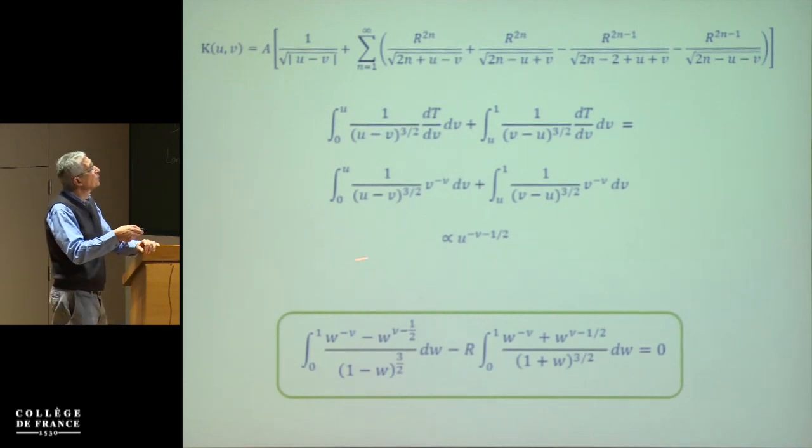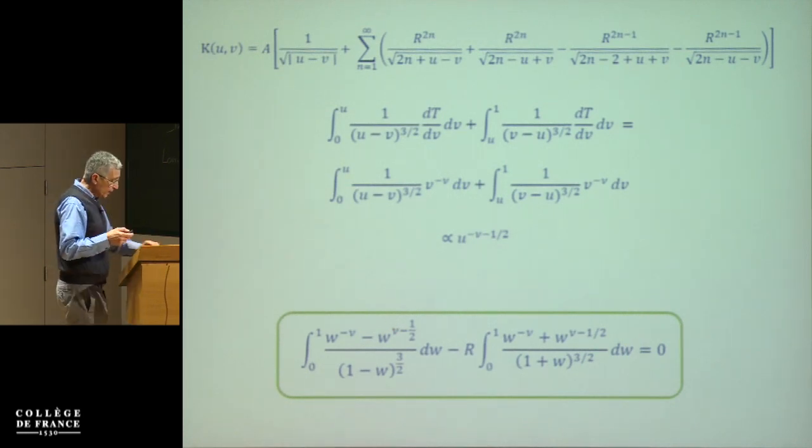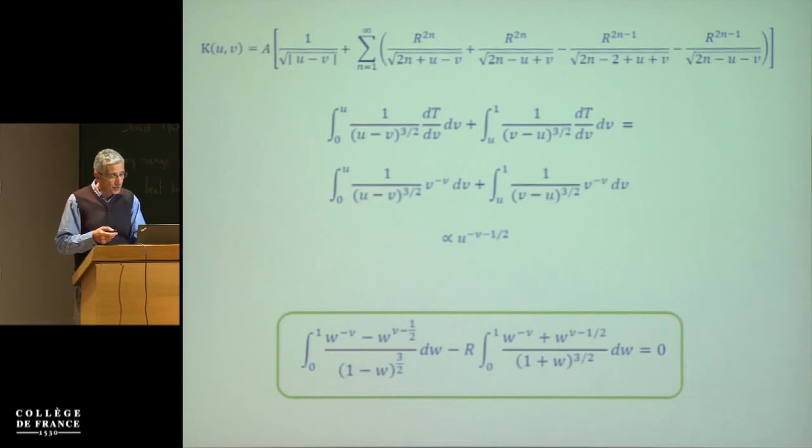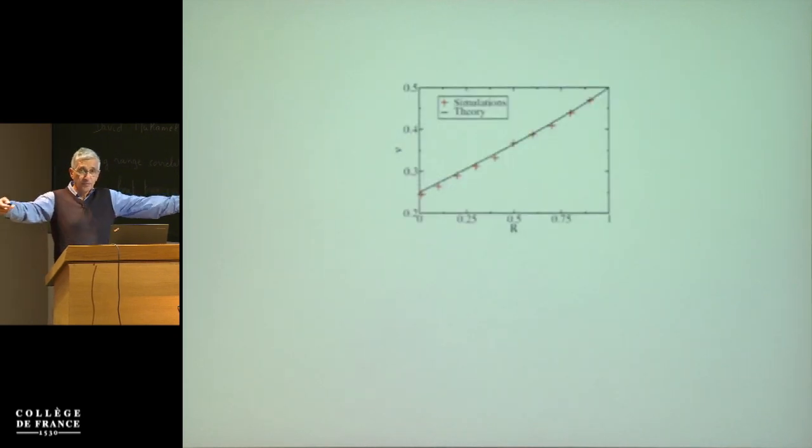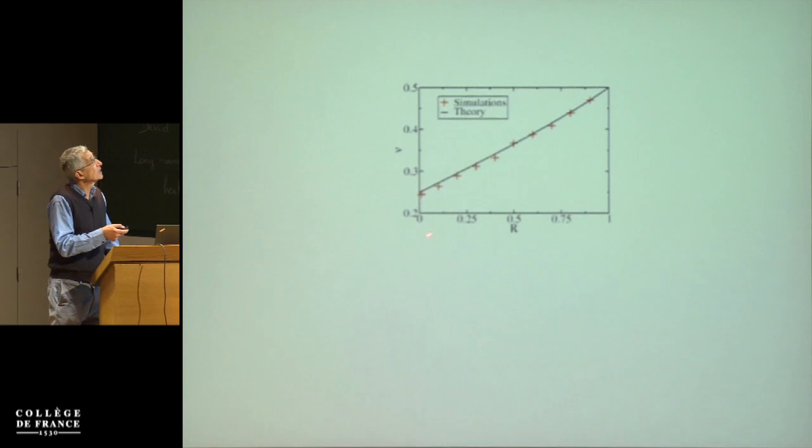This is the term that comes from the first term. This is r times a different integral, coming from these two terms. This has to be 0. And that gives a relation between r, the reflection coefficient, and the critical exponent, the meniscus exponent nu. So that's the relation. And indeed, you see that it's a continuous function between r and nu, and r is a function of the coupling to the bath.